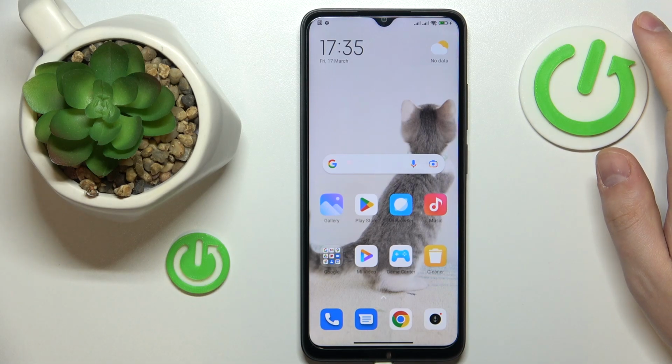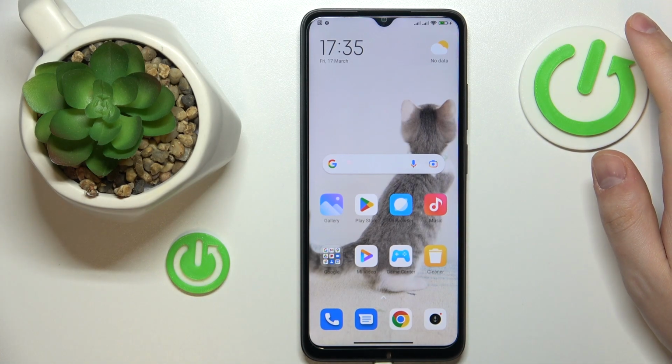This is POCO C50, and today I would like to demonstrate how you can find and see how much internal storage you have on this device.